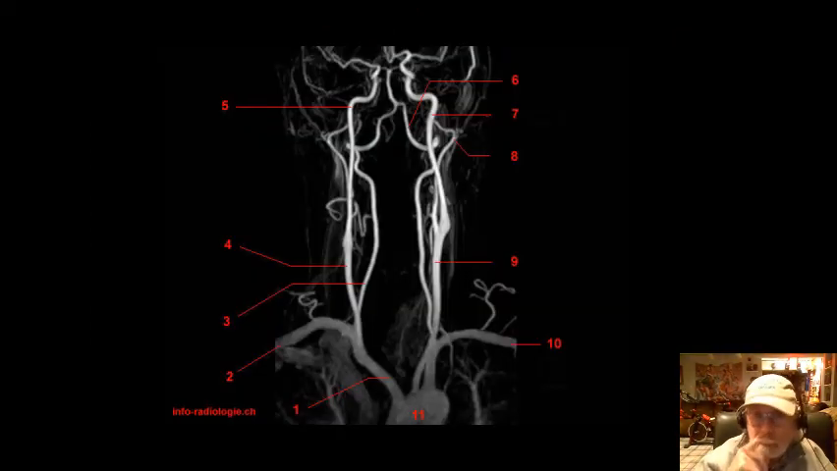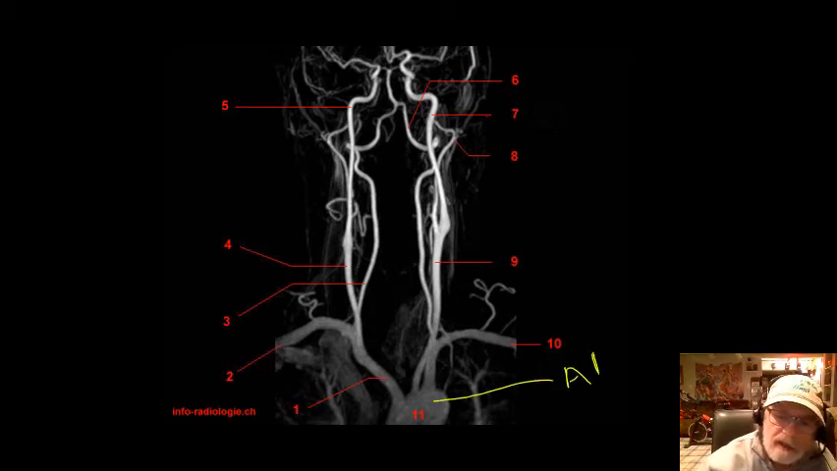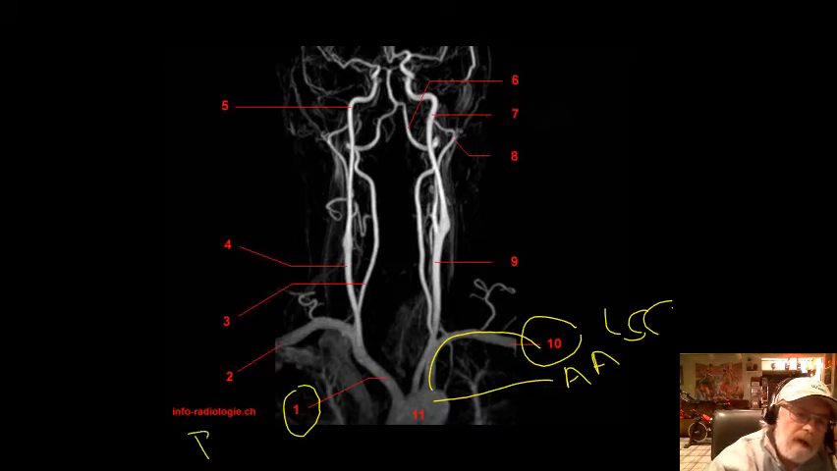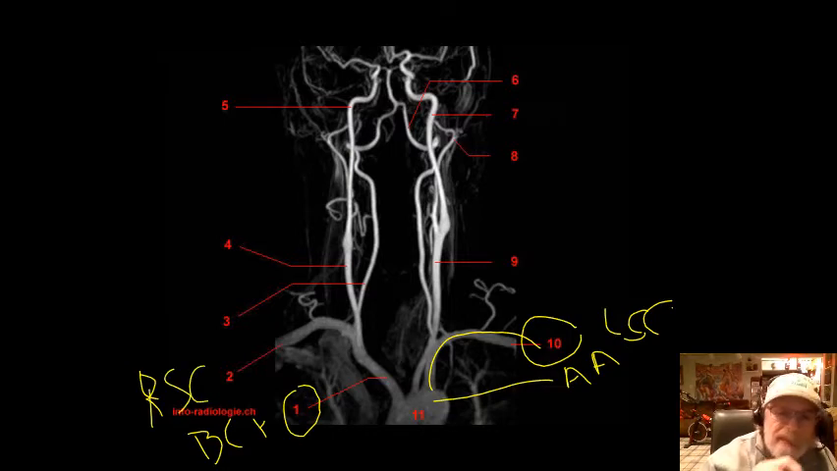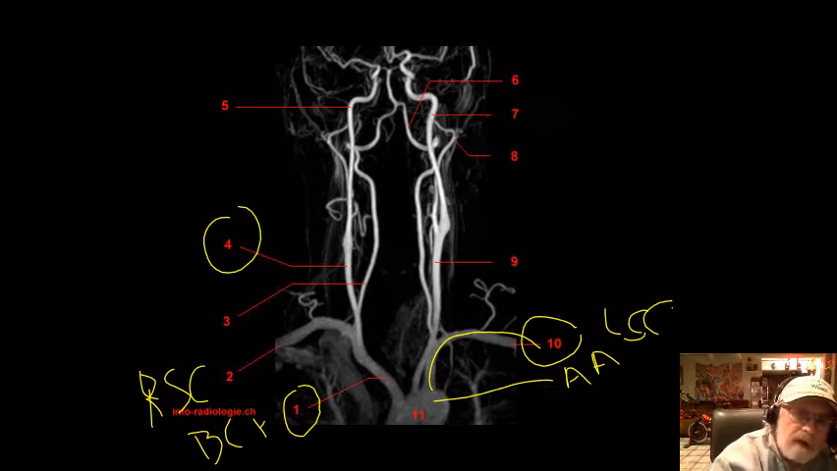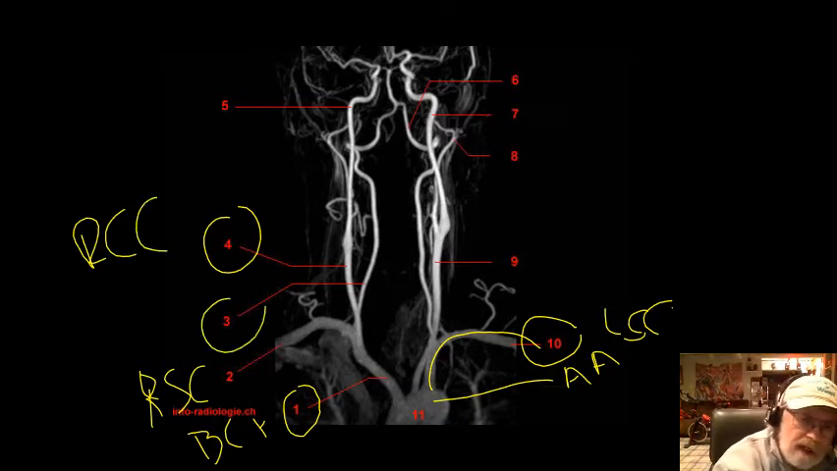This is actually sort of cool. I like this. This is a pretty neat image. Right down here is the aortic arch, and 10 right here would be the subclavian. Here's the left subclavian. One would be what? Brachiocephalic trunk. Two would be right subclavian. And four is going to be the right common carotid. Three is the vertebral artery.